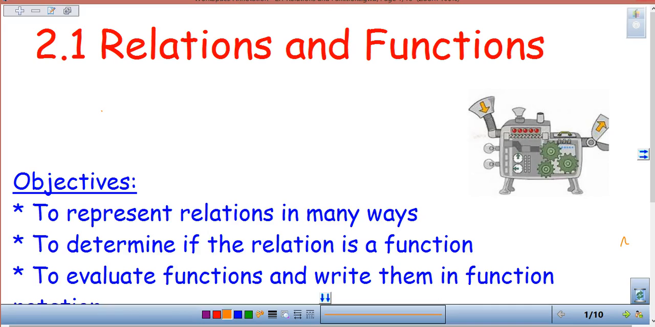Good morning, students. Today we are going to learn about relations and functions. We're going to represent the relations in many different ways, and then also determine if the relation is a function and then how to evaluate those functions. So if you will turn to page 3 in your notes packet, we will get set to go.